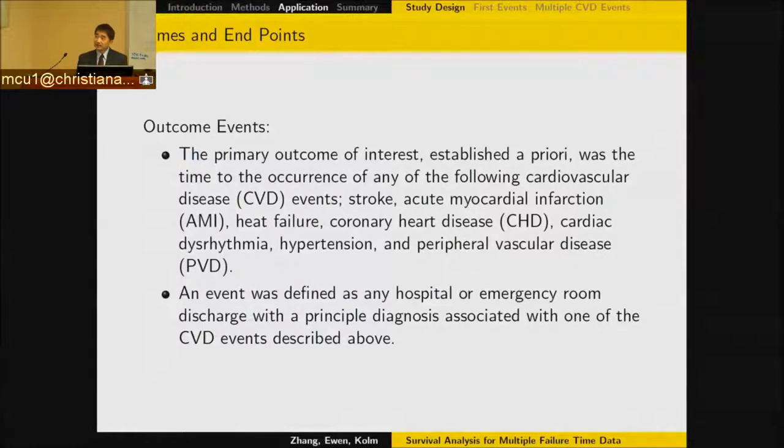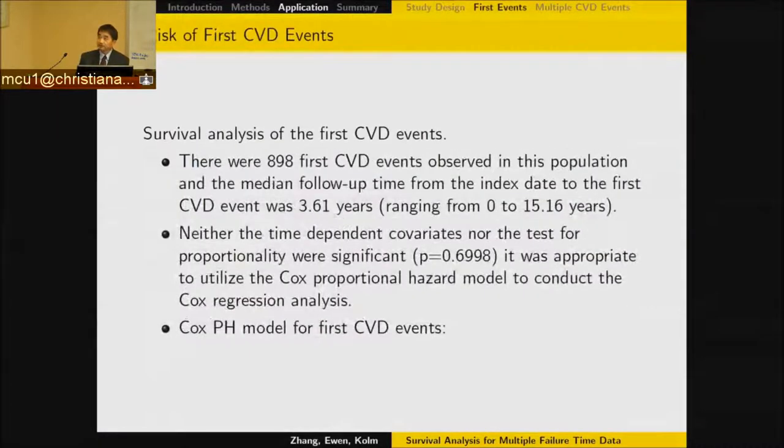Since we have different types of events, based on the data set we noticed that some patients had several events during the follow-up time. In this data set, we observed 898 first CVD events, and from the index date, the first event was at about 3.6 years.